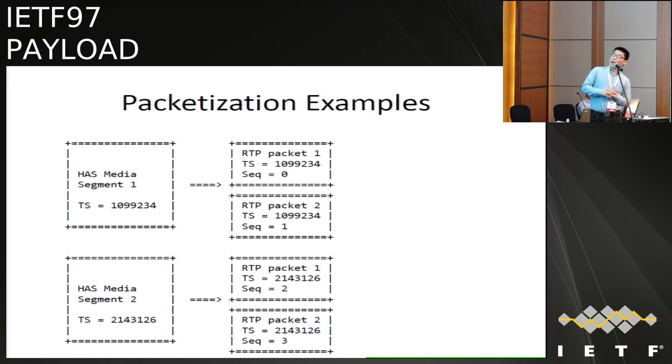So this is an example of the packetization. If you look at media segment 1, it has the timestamp of 1099234. It's divided into 2 RTP packets. The 2 RTP packets will share the same timestamp, but each individual RTP packet will have a distinct sequence number, and the sequence number will grow across multiple RTP packets, like that, in those packets for the second segment.